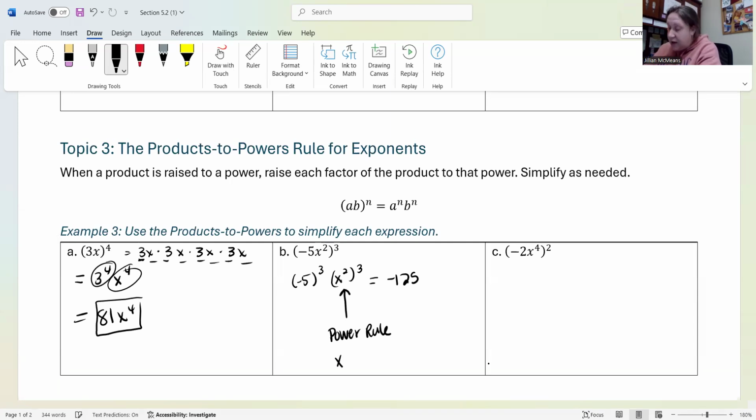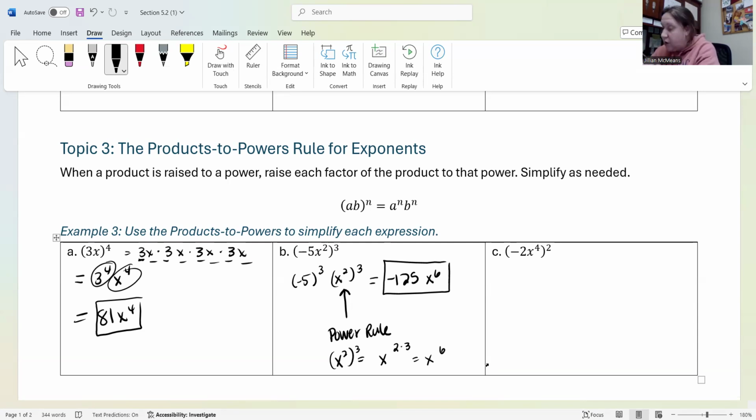So when we have x squared to the third, we want to keep the initial base of x and we want to multiply the exponents. So the x portion is just going to be x to the sixth. So this simplifies completely to negative 125 x to the sixth power. So do know that when you have the products to a power rule, you'll also be doing the power rule inside.